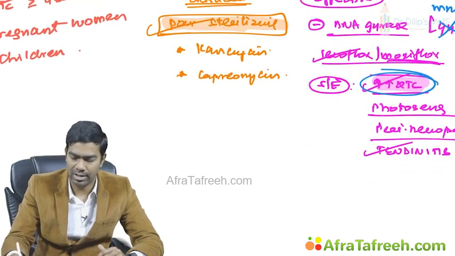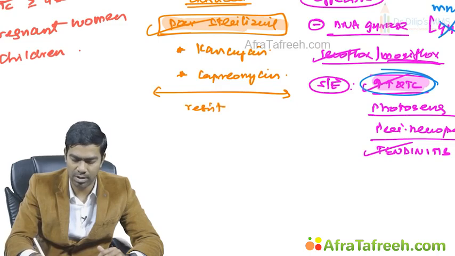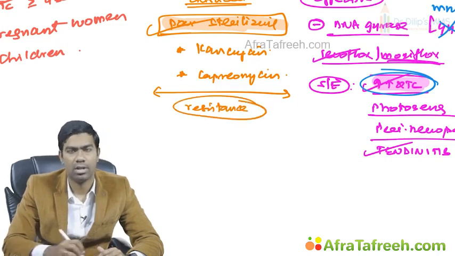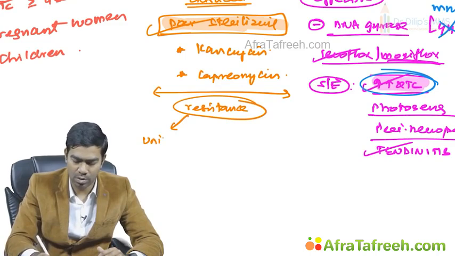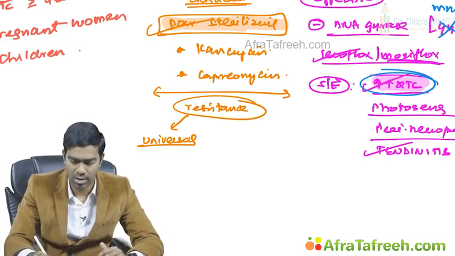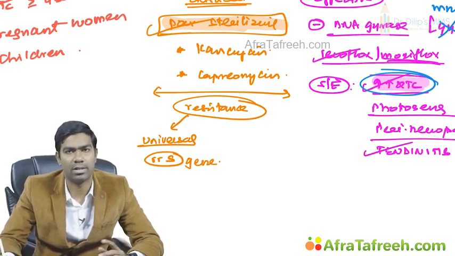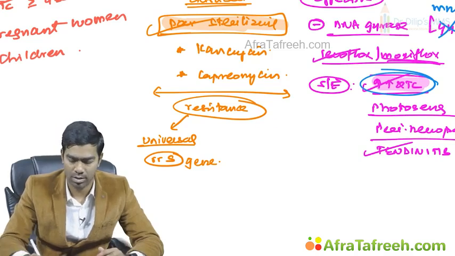Remember, the resistance patterns are also different. So what are the reasons for resistance? Depending on different genes, universal resistance to all aminoglycosides, including streptomycin, kanamycin, and capreomycin, will be there because of mutations in a gene called the rrs gene. An rrs gene mutation will render the particular bacterial strain resistant to almost all the aminoglycosides.